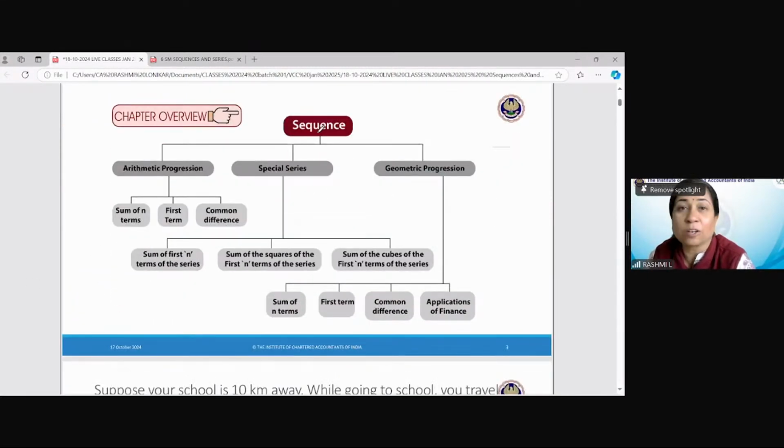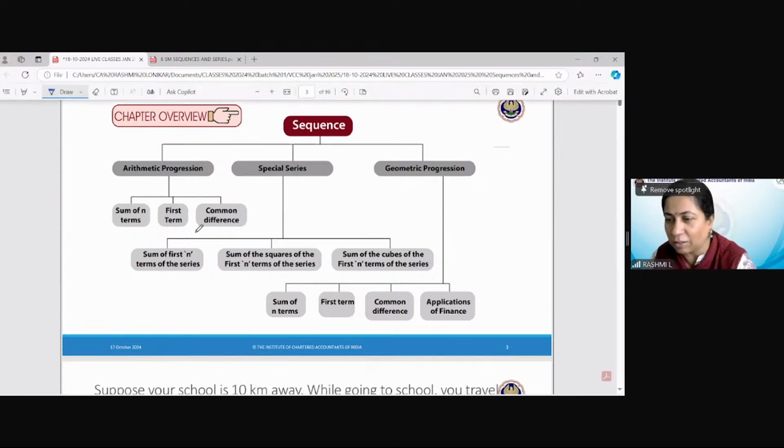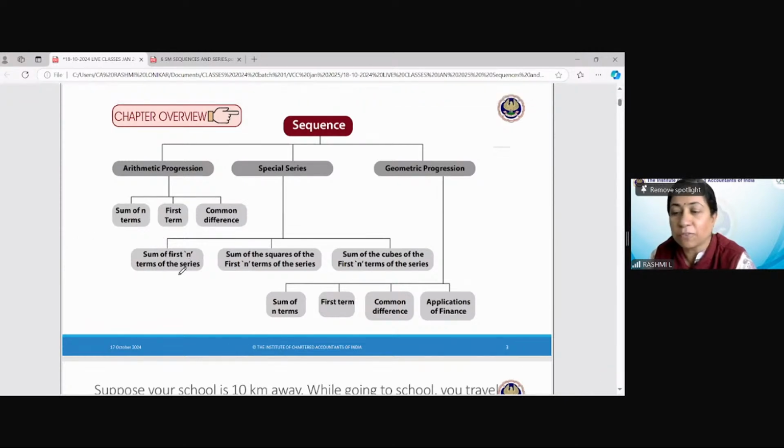So, we are talking about sequences. In that, we are going to talk today about arithmetic progression. We are going to talk about the first term, the common difference, and then the sum of n terms. Then there are special series: the sum of the first n terms, like 1, 2, 3, 4, the sum of squares of the first n terms, that is 1 square plus 2 square plus 3 square, and the sum of cubes, 1 cube, 2 cube, 3 cube.